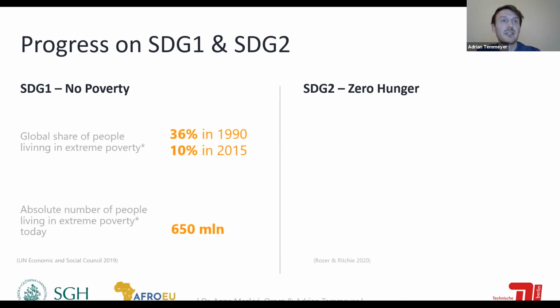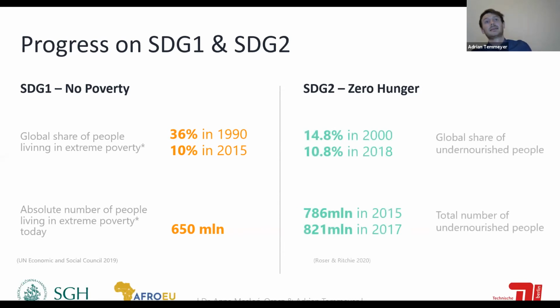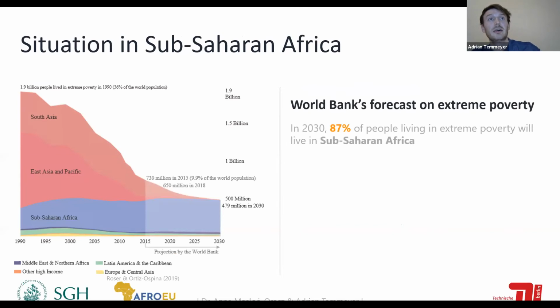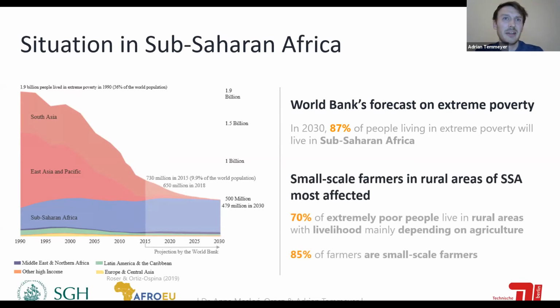However, increased effort is needed to achieve them, as we can see, especially for SDG 1 and SDG 2, that still 650 million people are living in extreme poverty. And the total number of undernourished people even started to increase in the last years. So, as we heard before, especially the sub-Saharan African region is affected by that. And the World Bank is forecasting that in 2030, over 80% of extremely poor people will live in sub-Saharan Africa. And especially affected are small-scale farmers in rural areas. So the people are depending on agriculture businesses.